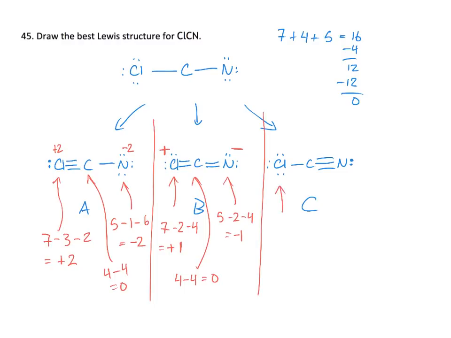Last, we have structure C. Structure C, the chlorine has 7 valence electrons. We subtract 1 for the bond. We subtract 6 for the 3 pairs of electrons that are not shared. That equals 0. Great. Carbon is 4 valence electrons minus 4 bonds is also 0. And the nitrogen is 5 minus 3 bonds minus 2 unshared electrons is also 0. So this structure on the right is great because it has no formal charges on any atoms that aren't 0. So this one is going to be our best structure.